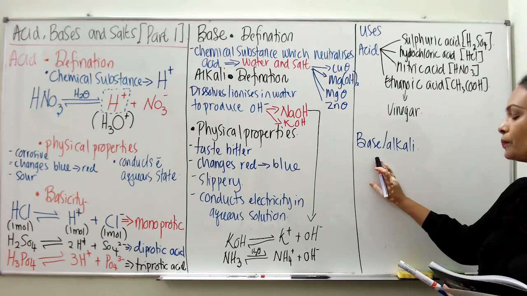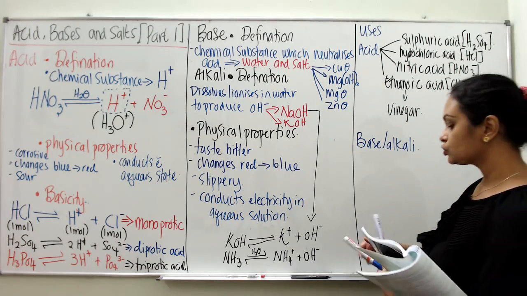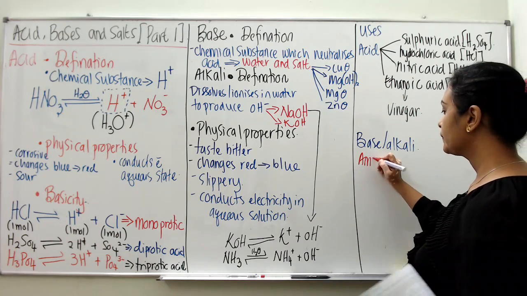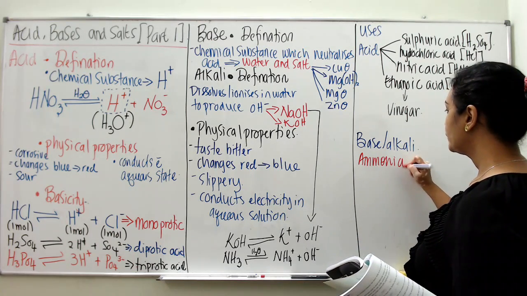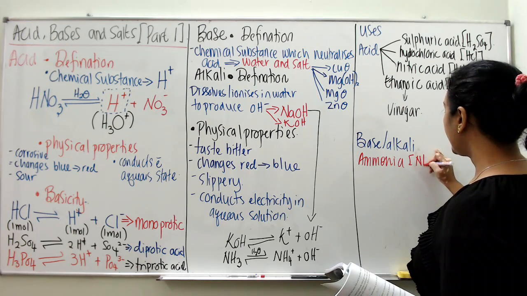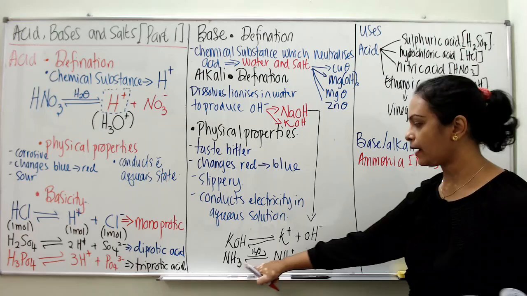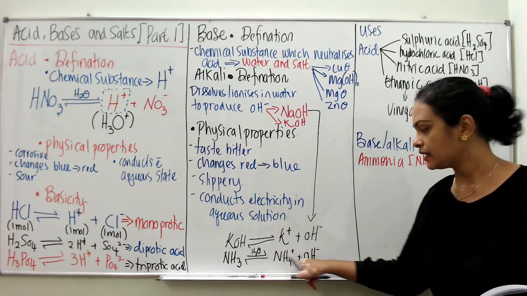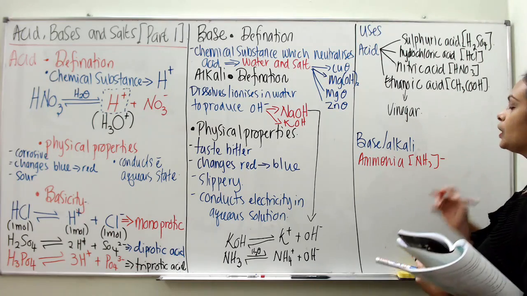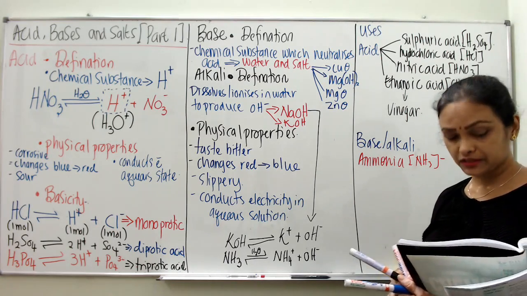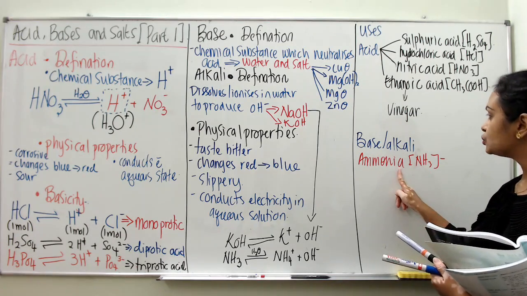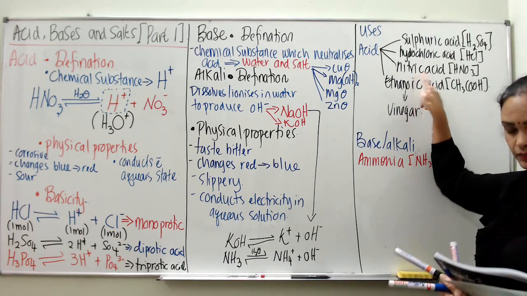Now let's go to bases or alkalis. The first example is ammonia, NH3. Ammonia is mainly used as fertilizer. Ammonia is also used to produce nitric acid.